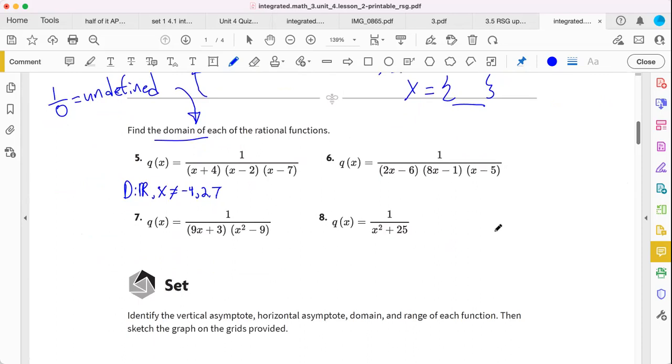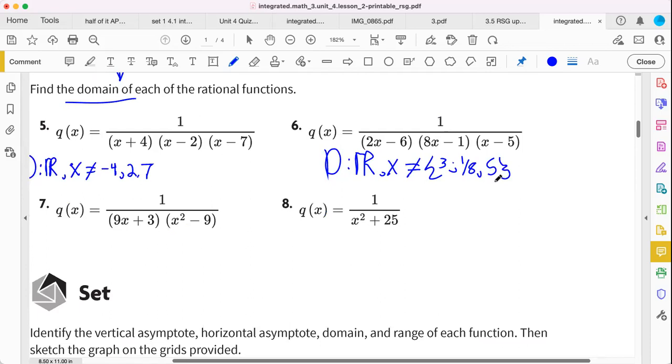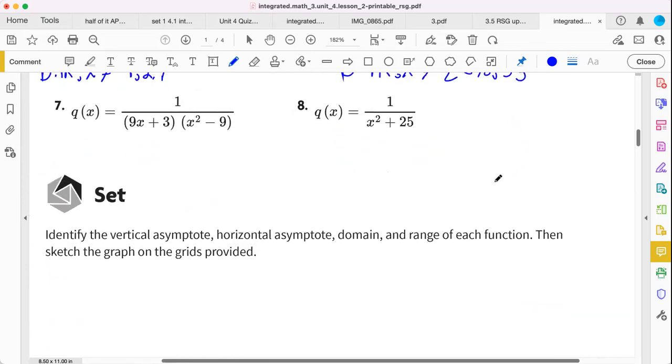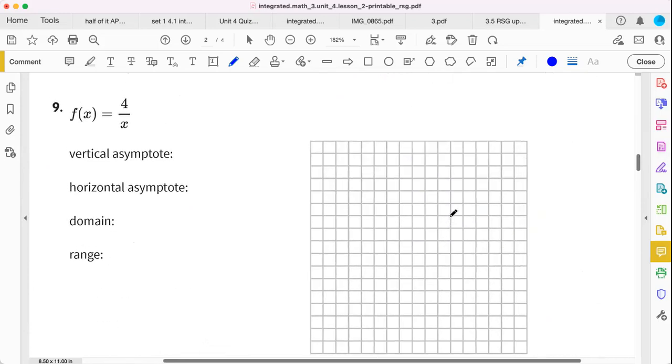Okay, so for 6, you'll say that in a similar context, you have your domain of all real numbers, but x shouldn't equal, or you should be excluding 3, because 6 divided by 2 is 3, 1/8, and 5. You know what I mean? Does that make sense? Shouldn't be too tough. Okay, for the set, we're sketching these respectively.